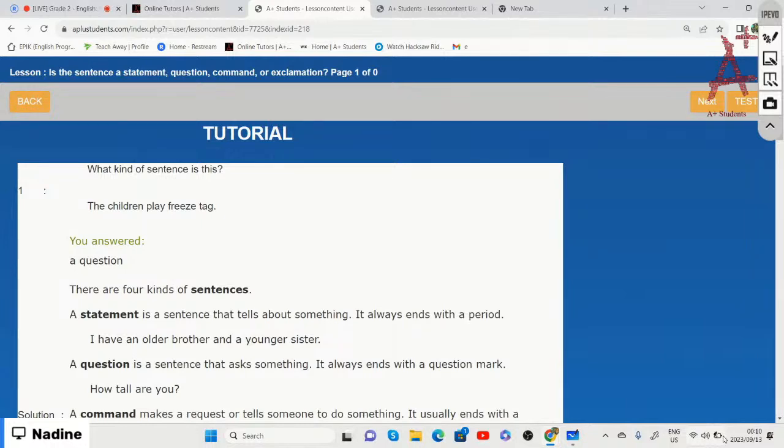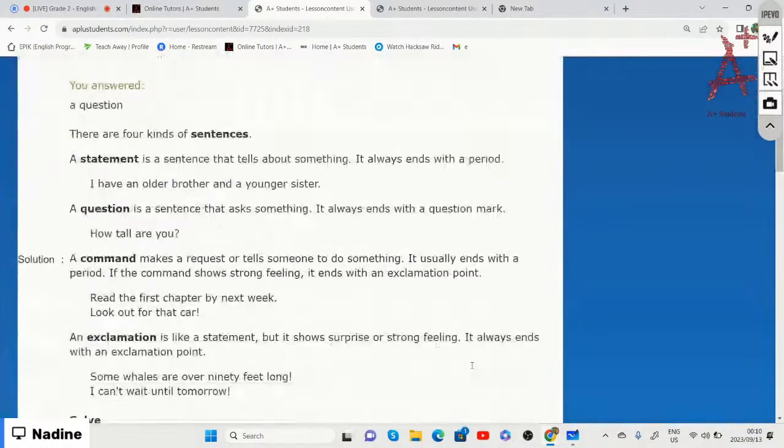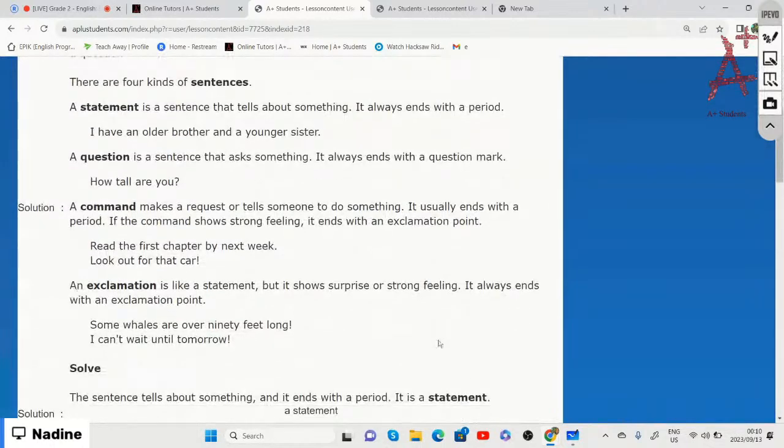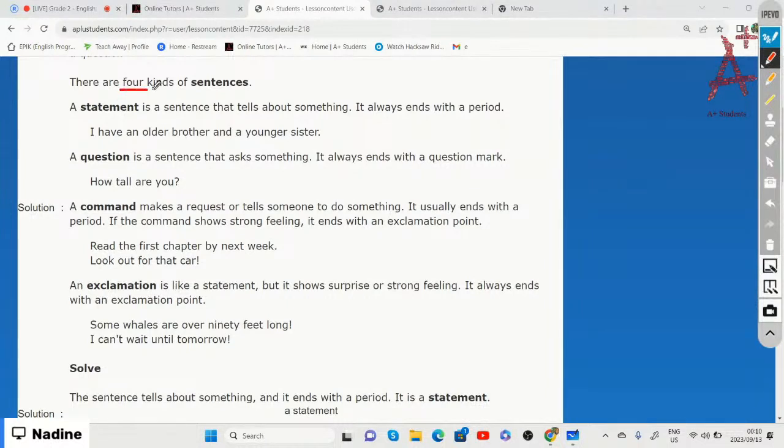All right, so we are going over the four different types of sentences. So there are four different kinds of sentences, right? And I said that there's a statement, and a statement is a sentence that tells about something, and it always ends with a period. Always.